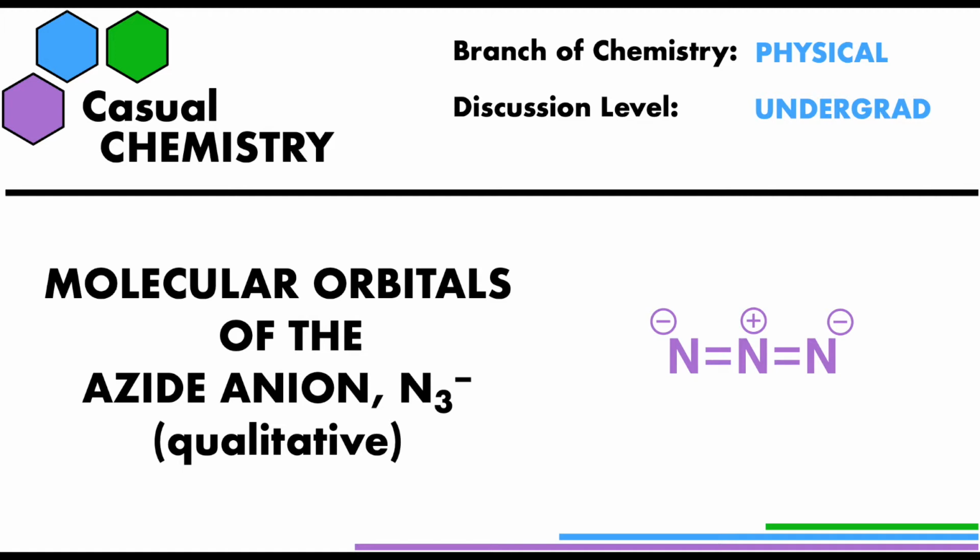I'm going to jot down some notes about the azide anion. So it is a molecular anion that is linear and is known to be a good nucleophile in organic chemistry, particularly for things like SN2 type reactions.